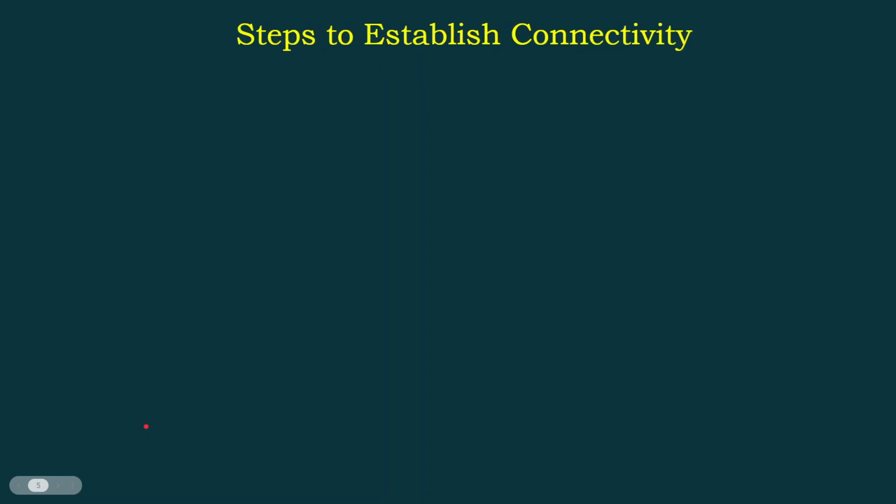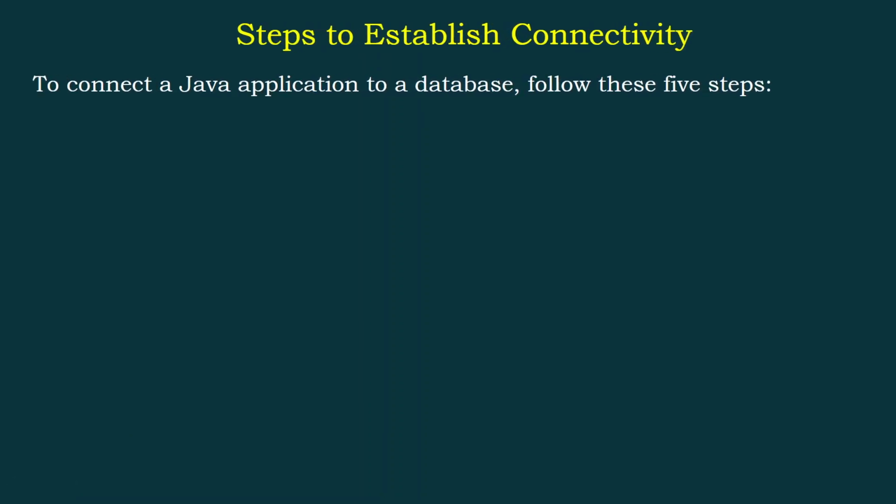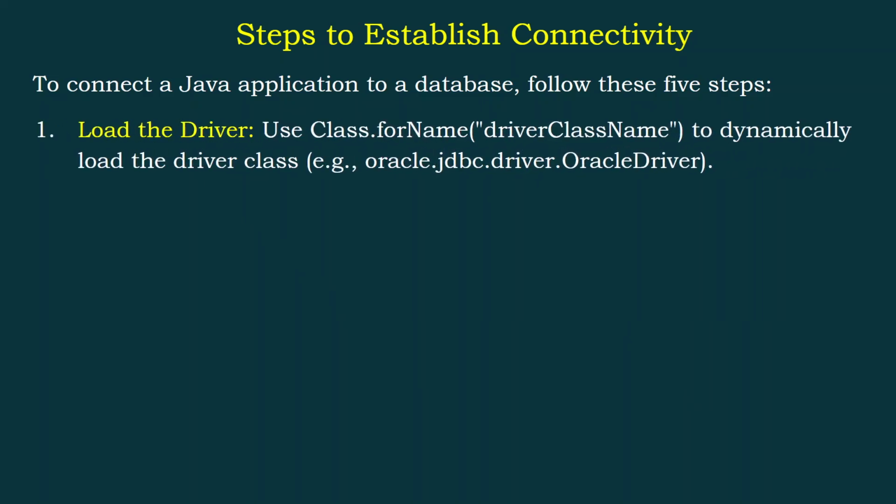And how to establish the connectivity? The steps are: number one, to connect the Java application, which is a Java program, to the database, the following 5 steps are done. Load the driver. First, anything has to be loaded first to activate. So load the driver using Class.forName. The driver class name is mentioned in forName. This helps to dynamically load the driver class.